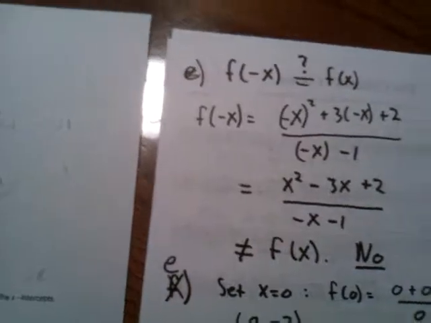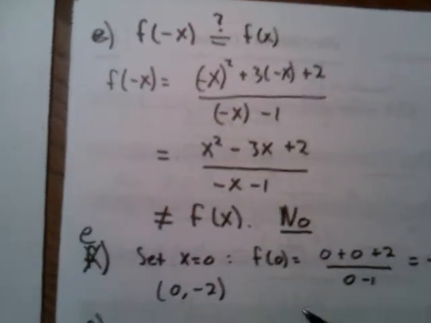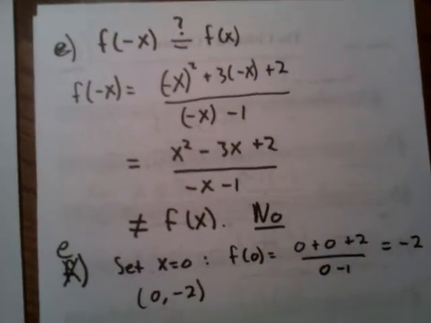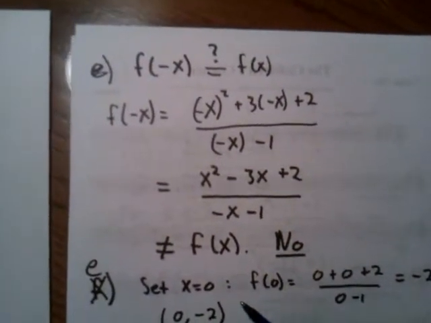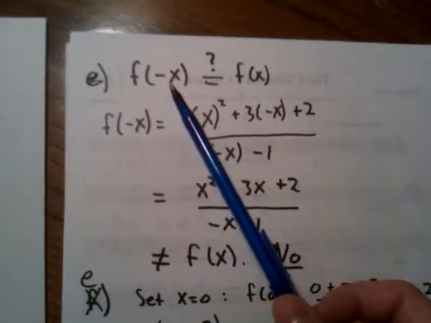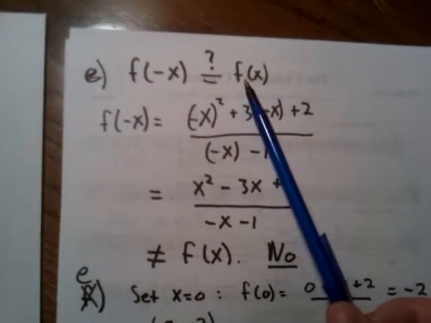Now, your professor had a couple of E's on here, I think. This was the first E. We're asked to check for symmetry. You do that by plugging in a minus x everywhere for x and checking to see if it equals f of x.